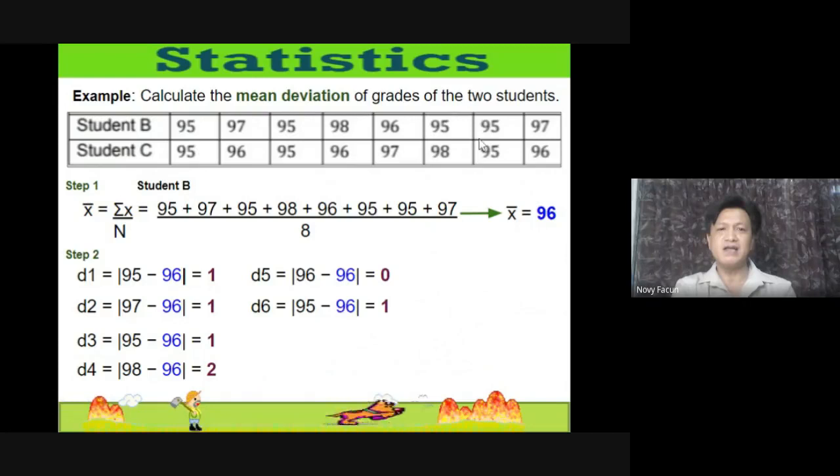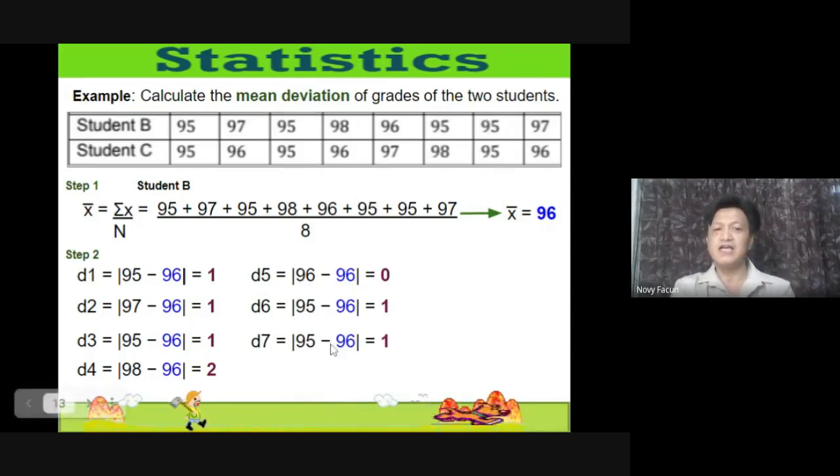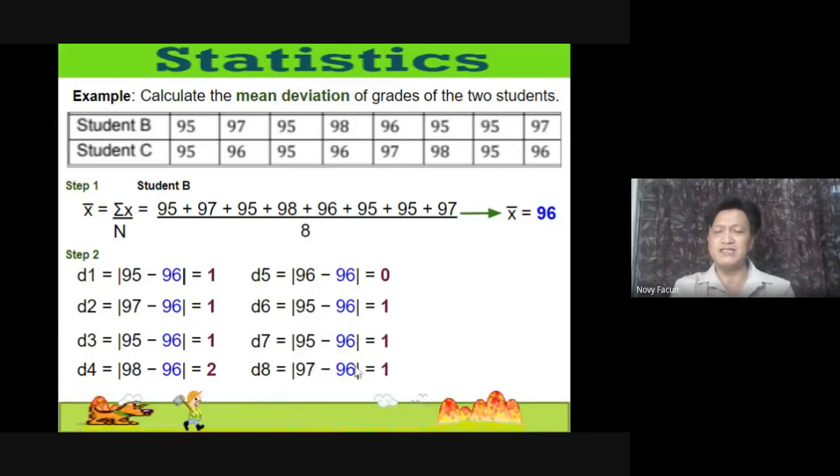And d6 naman natin, di ba, ito 95 minus 96, that is negative 1. Pero pag kinuha mo yung absolute value niya, that is always positive. Kaya nga 1 yun. And d7, that is 95 minus 96, negative 1 yun. But if you take the positive sign or the absolute value, it is always positive 1. Kaya 1 yan. And d8 naman, this is 97 minus 96. So meaning to say, take the positive sign, kaya 1 yun.